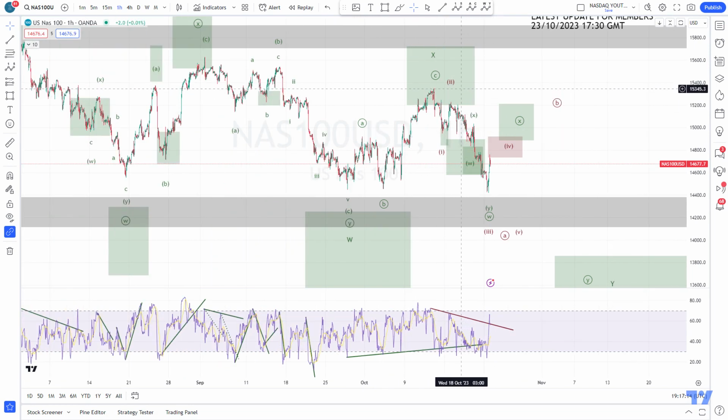But if we take out this high right here, as in the expanded flat scenario just described, then do not think that this corrective move is over. I believe we turn back down after taking out this high right here. That's definitely a possibility. So let's see what we get tomorrow.